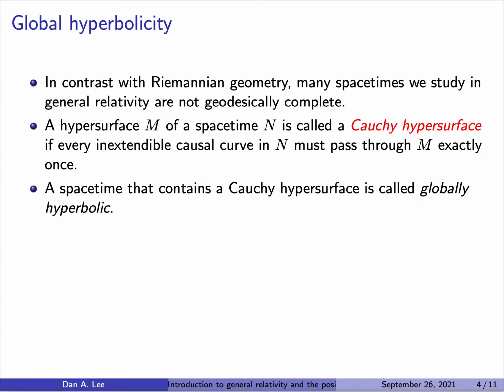Okay. A spacetime that contains a Cauchy hypersurface is called globally hyperbolic. This is not the standard definition of globally hyperbolic, but it is equivalent to the standard definition. For our purposes, we prefer to think about the Cauchy hypersurface definition.